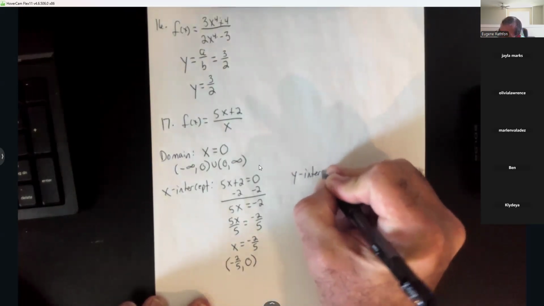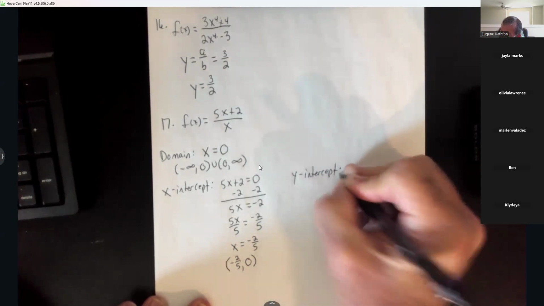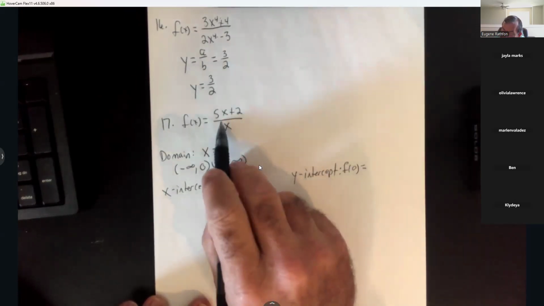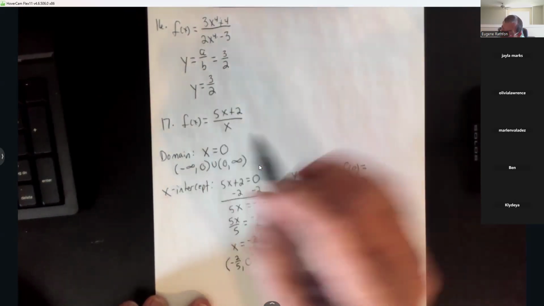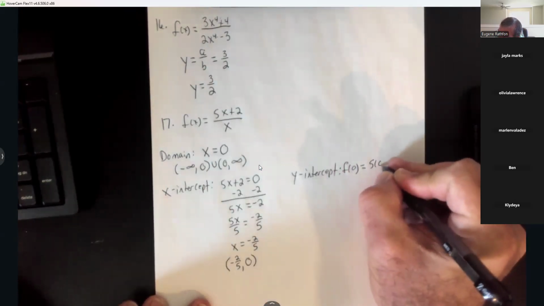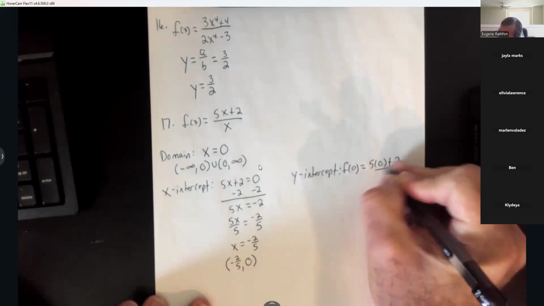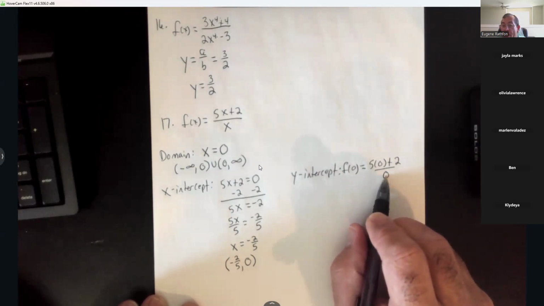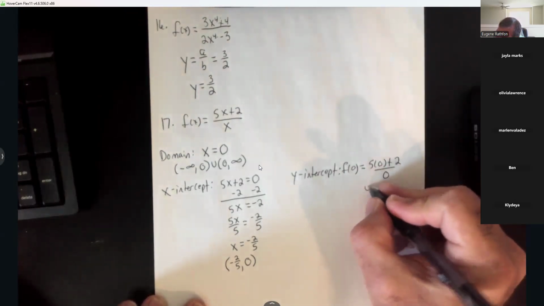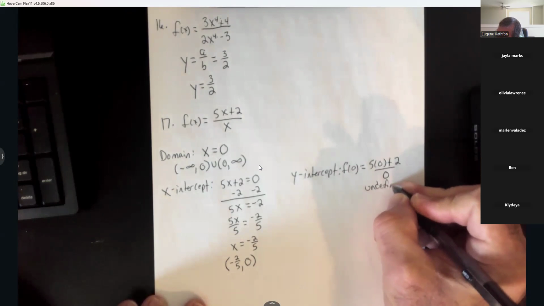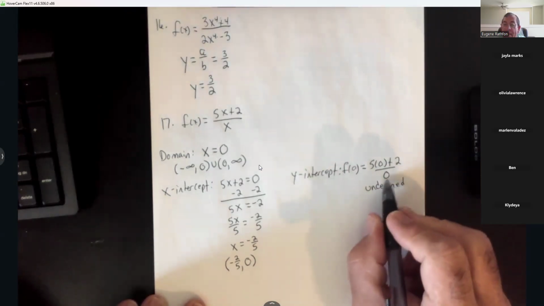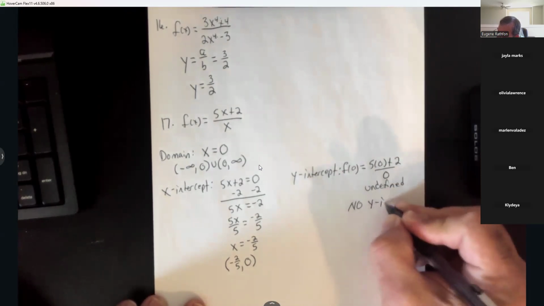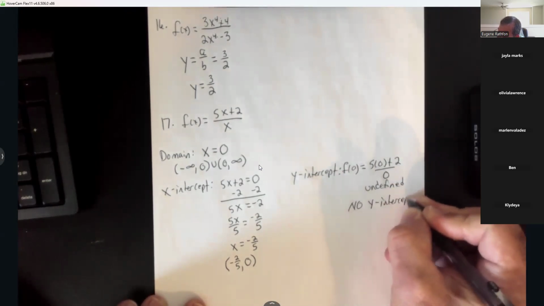The y-intercept, we find f of 0. So f of 0 means put a 0 in for both the x's. We all look at that. We got a 0 in the denominator. That means this thing's undefined. Since this is undefined, that means there is no y-intercept.